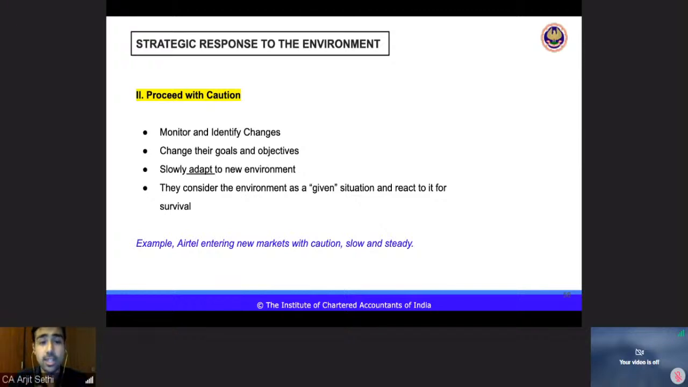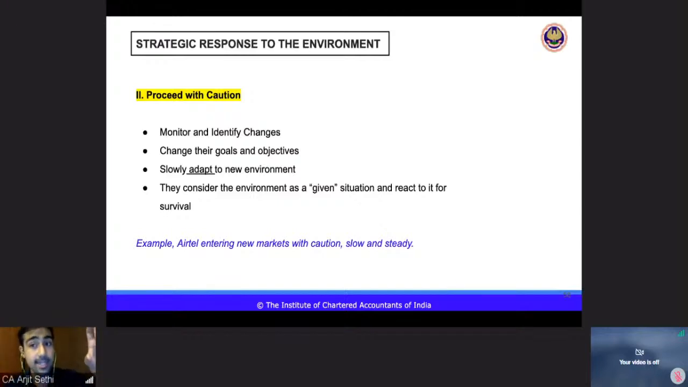I slowly change and I consider the environment as a given situation and react. I do not want to change the environment, but I react to the environment. I change myself and react to the environment. That is proceed with caution. For example, Airtel. Airtel is entering into new markets with caution. If you're following the news, Airtel is entering into Africa with caution. It has been 6-7 years. Slowly, steadily, they are going into the African market because they have understood the business.